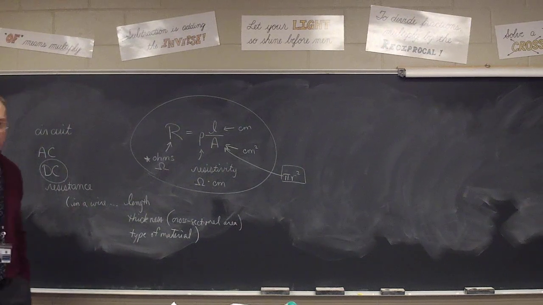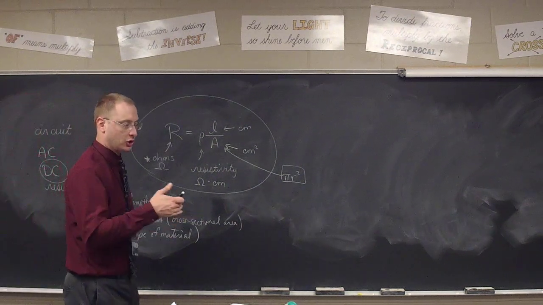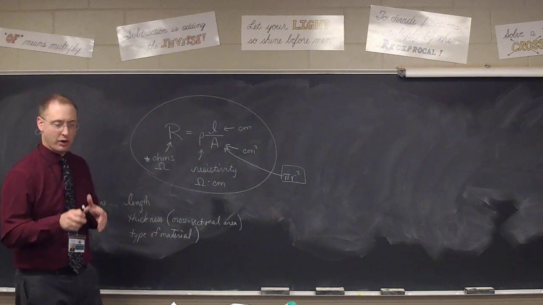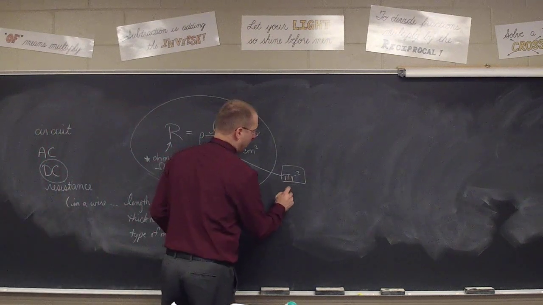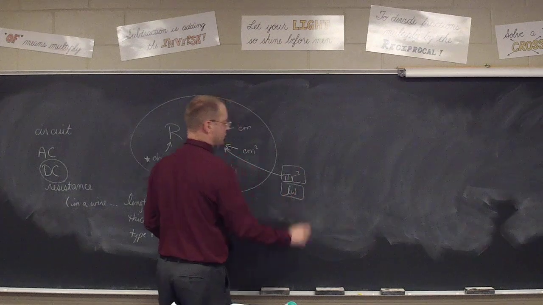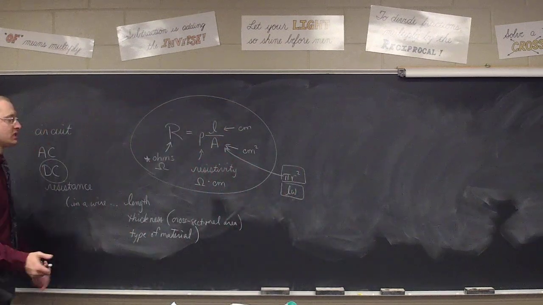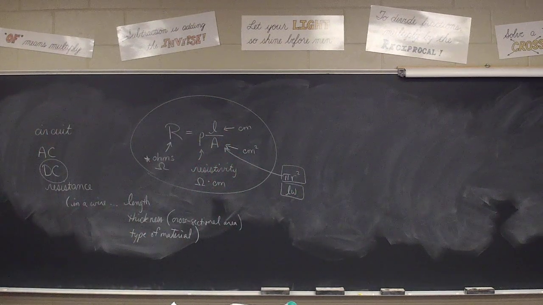It is possible, and they do make wires that, rather than being circular in cross-section, are actually flattened down to something called ribbon wire. Well, if it's ribbon wire, if it's a rectangle, you would use length times width. You'd multiply the two dimensions of the wire to get that cross-sectional area. So just make a note of those equations.